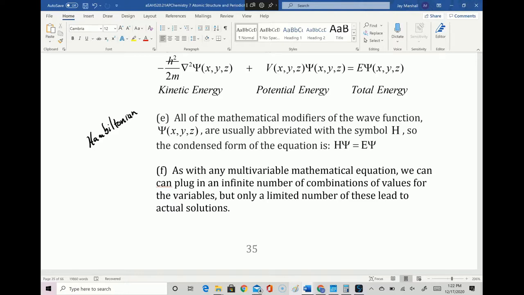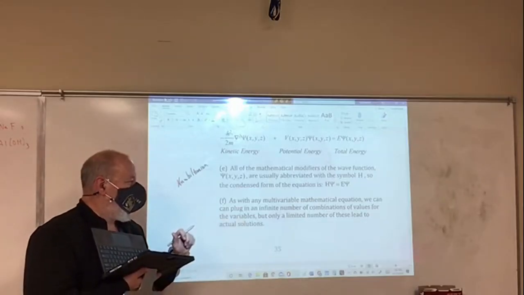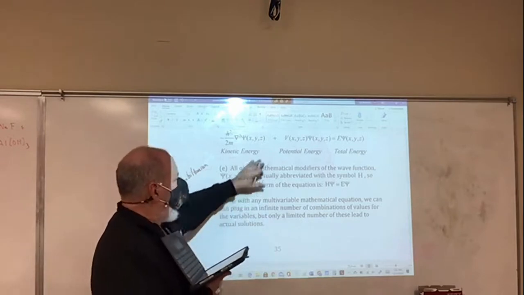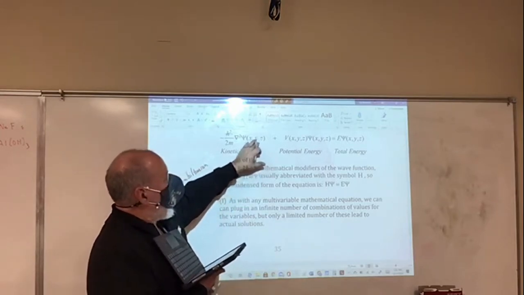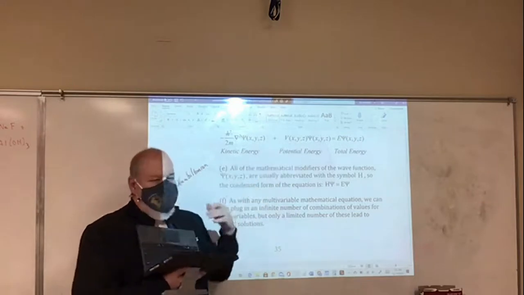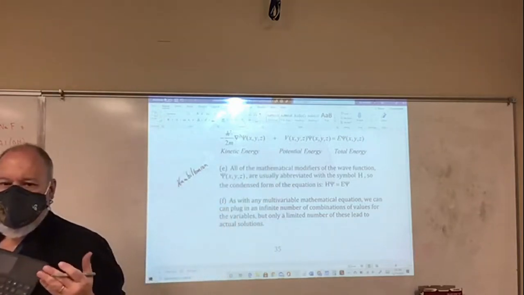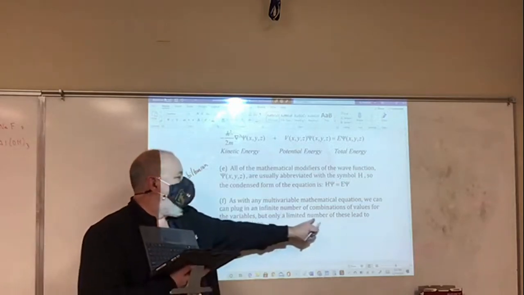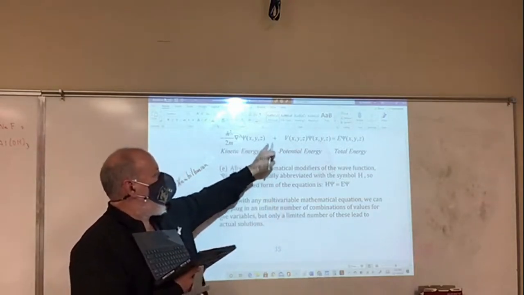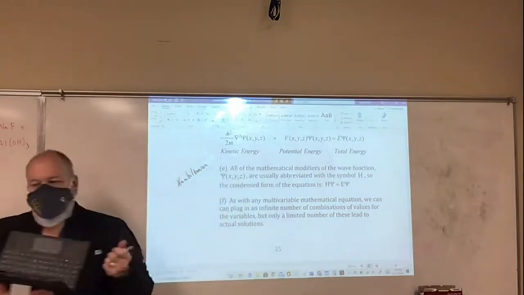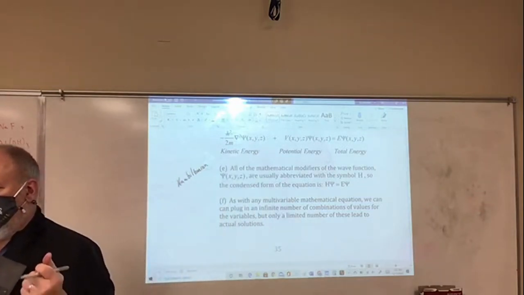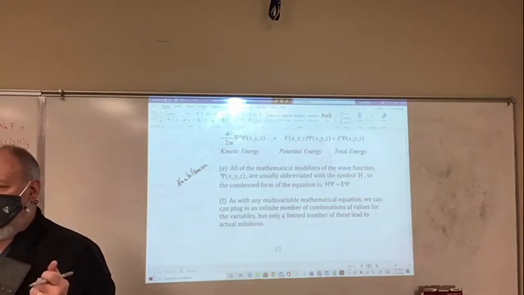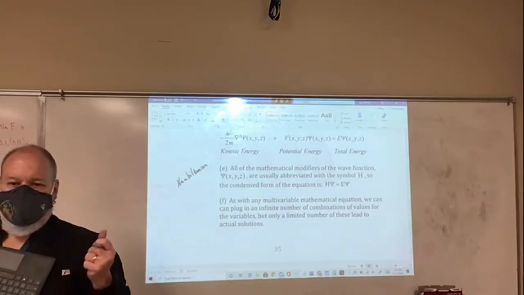As with any multivariable mathematical equation, we can plug in an infinite number of combinations of values for the variables. I can plug an infinite number of values in for x, y, and z. But only certain numbers of these, limited numbers of these, provide me with what I'm going to call a solution. And the solution is the volume of space that we call the orbital.